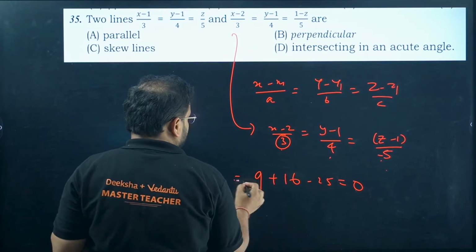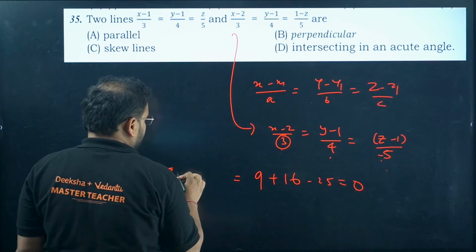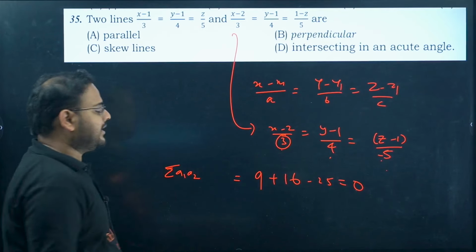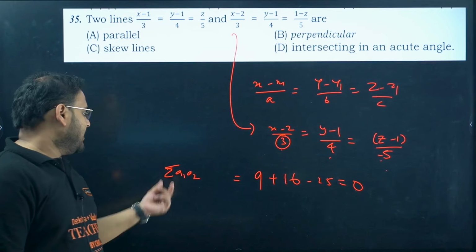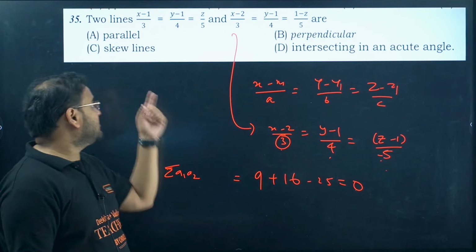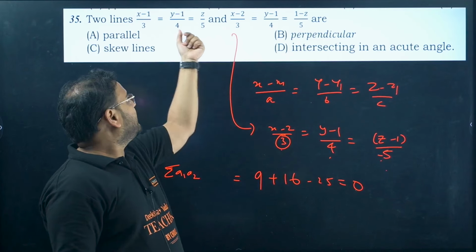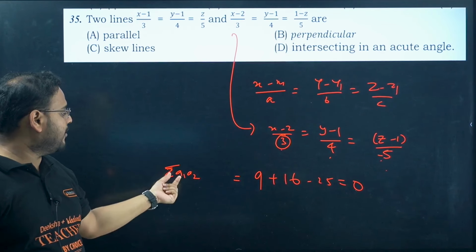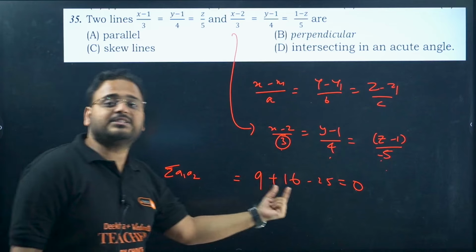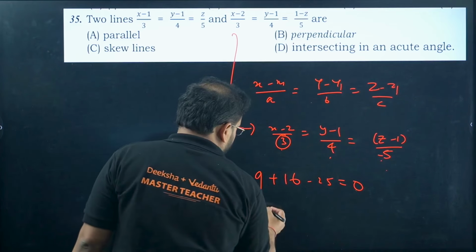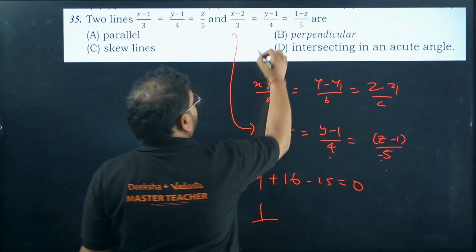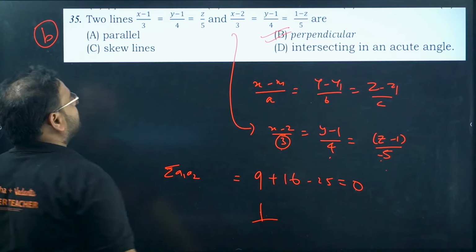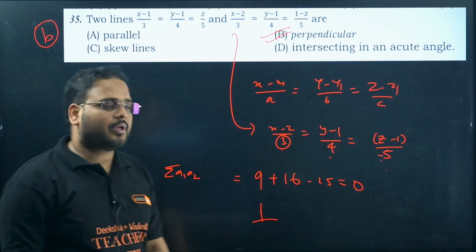Check, answer is coming as 0. It means that the value we are getting is this one. Please check. The sum of A1A2 is coming as 0. What is this? A1A2 plus B1B2 plus C1C2. This is your A1, A2, B1, B2, C1, C2. So this is the understanding of summation of A1A2 coming as 0. Hence, the lines are perpendicular in nature. Option B. Please check. Good question.